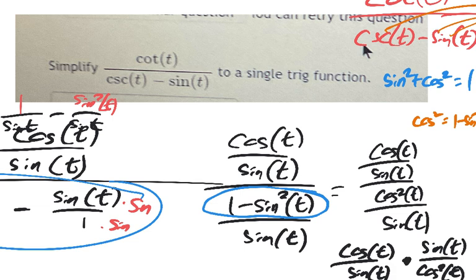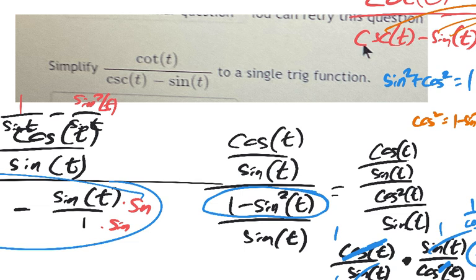From now, sine cancels. I have a cosine and a cosine squared, so I can cancel one of the cosines. This becomes 1. This is no longer squared, it's to the first. So this is 1 over cosine. 1 over cosine is secant, so this will be secant of t.